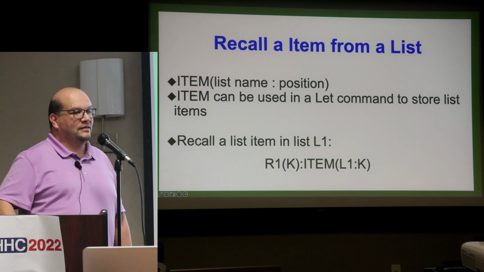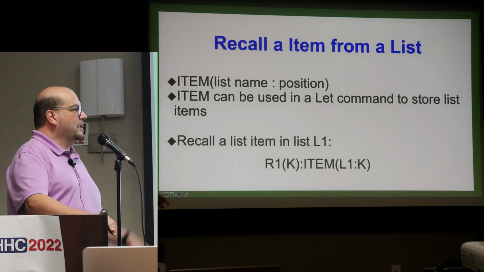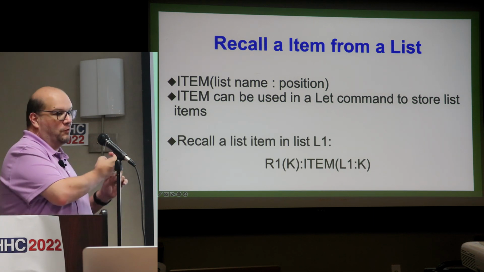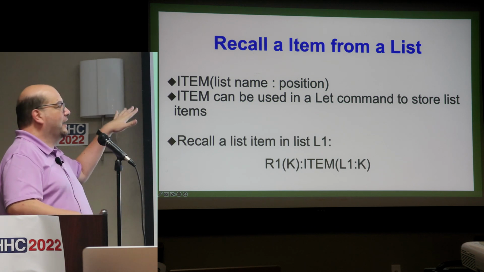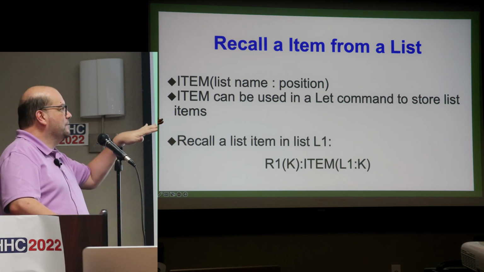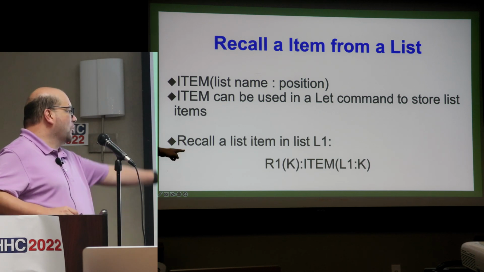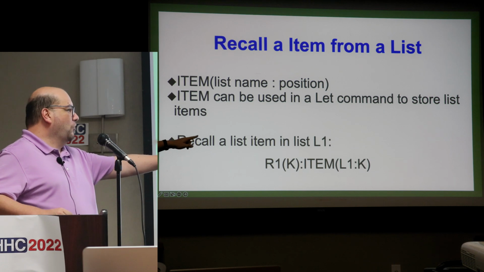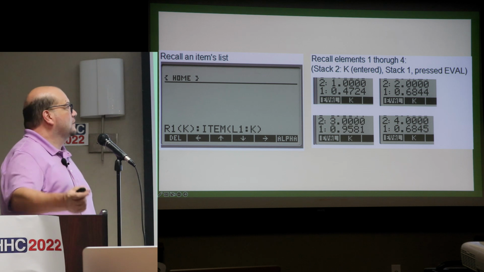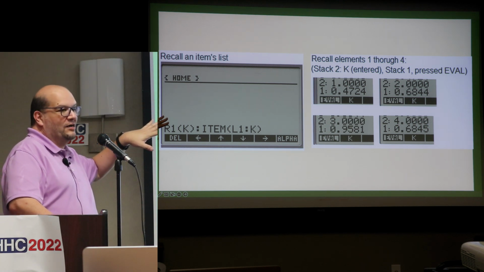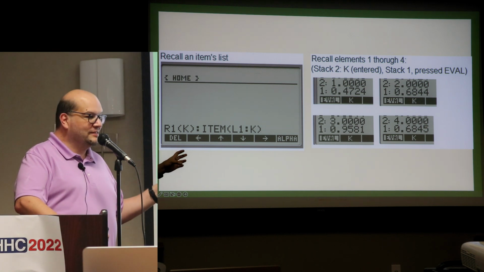And just like the HP calculators with the solve, you have the item. With the item you can call cash flows. You can call statistic lists. Item takes care of lists of any name you want and the position. And then I have R1 and K as item L1 of K, and then you can input K, and you can get whatever element is there. In lists, list indices start with 1.